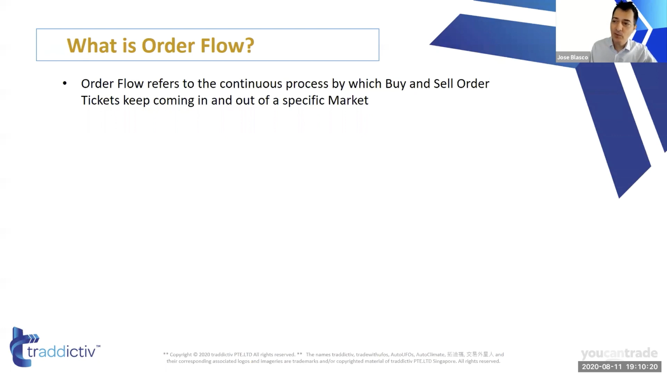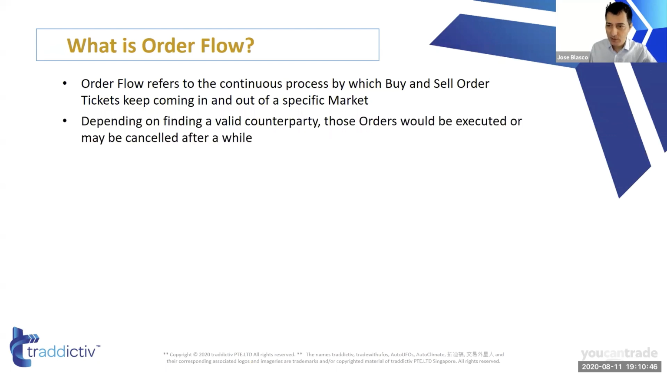Order flow refers to the continuous process by which buy and sell order tickets keep coming in and out of a specific market. In other words, as we speak, as we are reunited here in the You Can Trade room, there are people around the world clicking the buy button, and orders to buy travel through the internet, coming to the exchange. As we speak, there are also people out there clicking the sell button, and orders travel through the internet, getting to the exchange. All of this is the order flow.